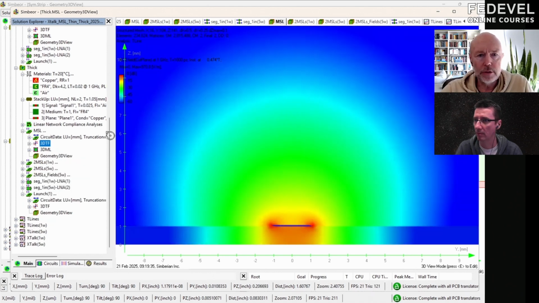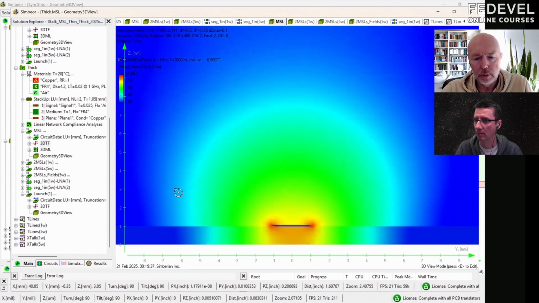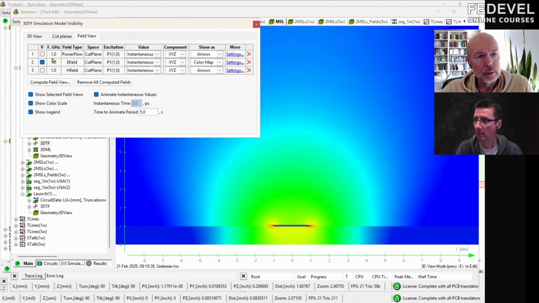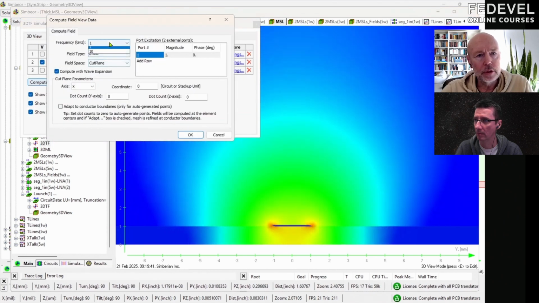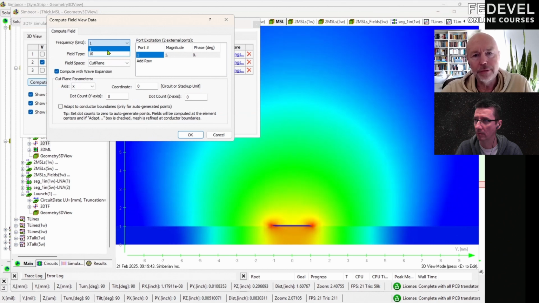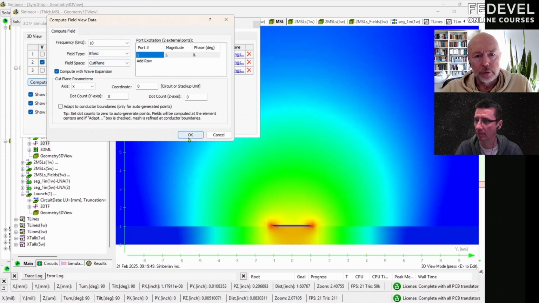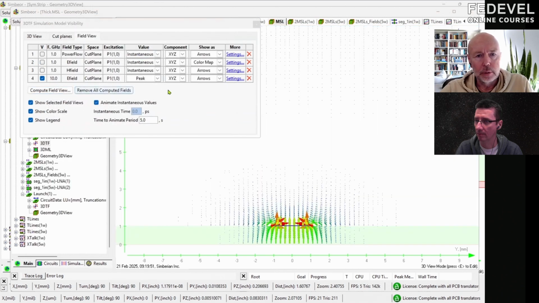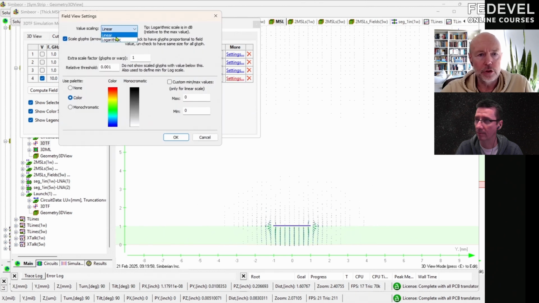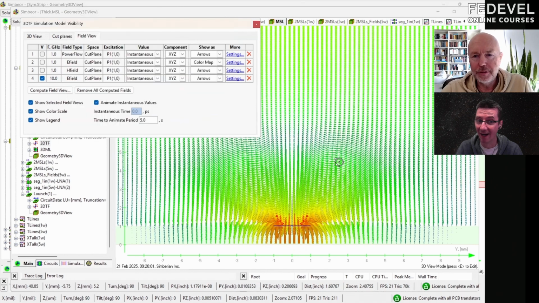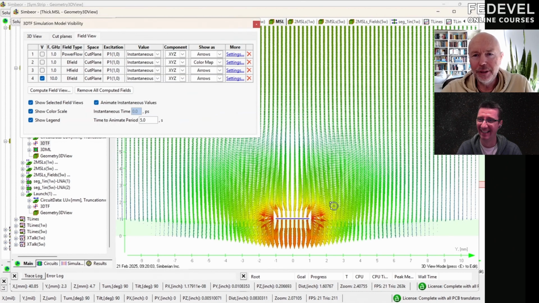Right here, we are visualizing it at 1 gigahertz. Probably didn't compute it at the other frequency. Oh, I computed it at 10 gigahertz. And this is where, electric field, let's take a look. And that's going to look different. It's close to where this structure starts radiating, essentially. You can see, yeah, electric field.